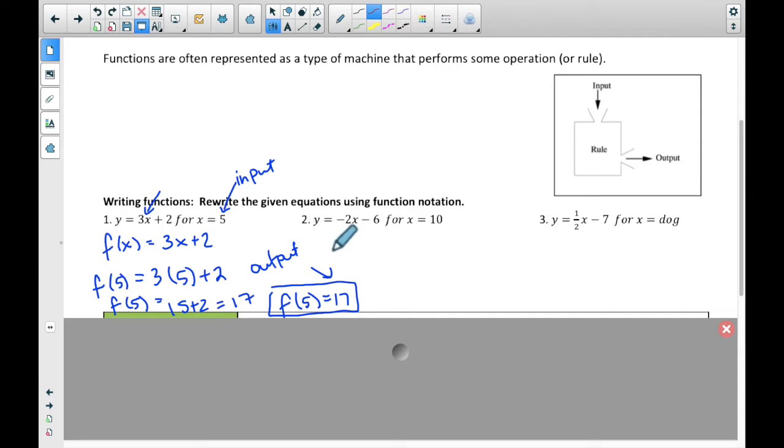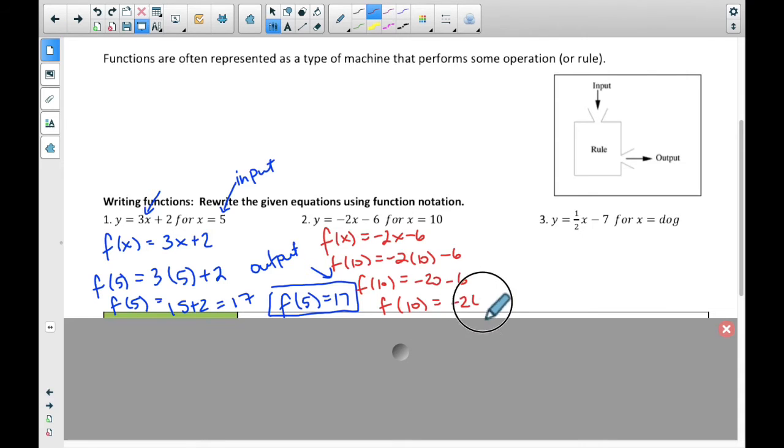Again, we're first going to change this into an f of x instead of a y, and then we're going to plug in a 10. And so we just plug in a 10 for this x, and we plug in a 10 for this x, and then we simplify it. And that's going to be a negative 20 minus 6, so f of 10 is negative 26. And so again, that's our function rule. That's our input-output. If you put in 10, you'll get out negative 26.